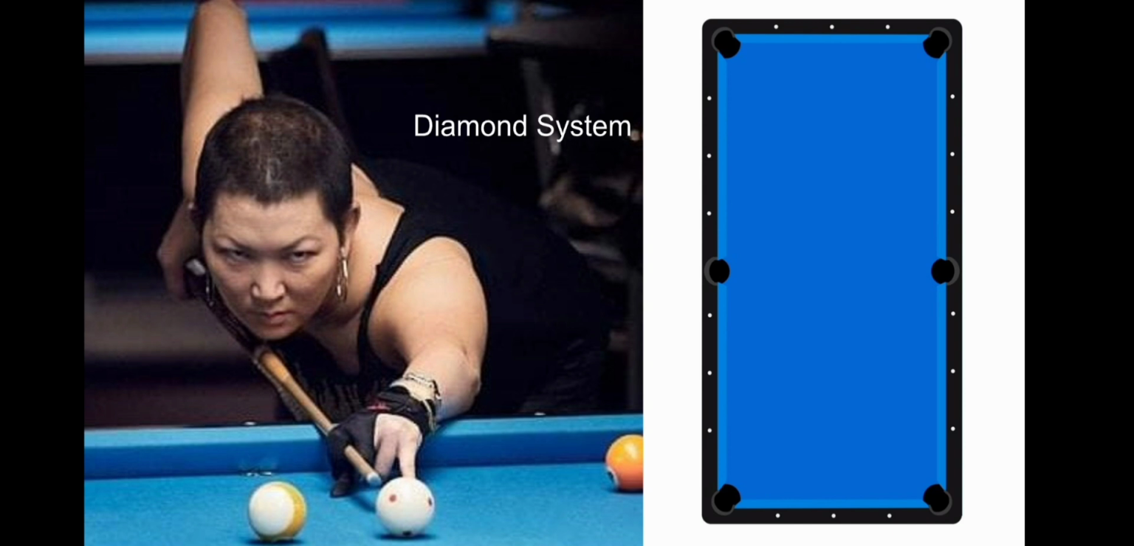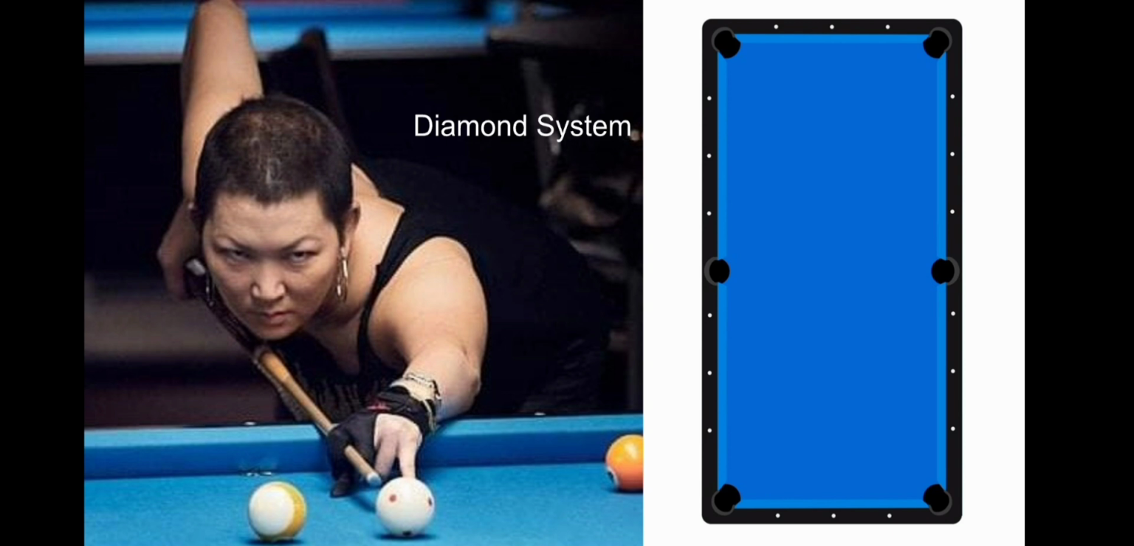Each diamond is assigned a numerical value, so the pockets are 0, and then depending on where your target is and where you're wanting to bank off from, the numbers on the side go by tens: 10, 20, 30, 40, and so on. And the numbers on the opposite side are also the same.